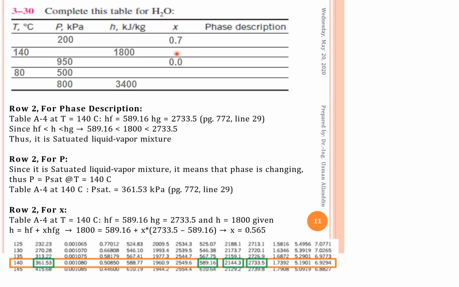So in order to find the value of x, we will use the same formula, which is h equals hf plus x hfg. We will rearrange our equation and put in the remaining values. For h we will use 1800, for hf we will use 589.16, plus we need to find x, and for hfg we will subtract these two values, and we will find our x value.